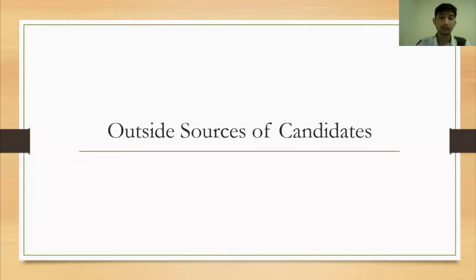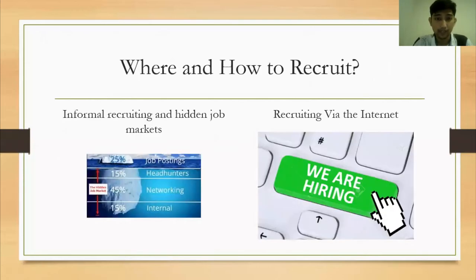Now, it's the outside sources of candidates. Where and how to recruit. First one is informal recruiting and hidden job markets, which is usually job openings that are not disclosed to the public. Only a certain few are aware of the information, and that is through networking or internal parties of the organization reaching out to people. And this is really where connections come through, because people with connections are usually the ones that are aware of the job opening.